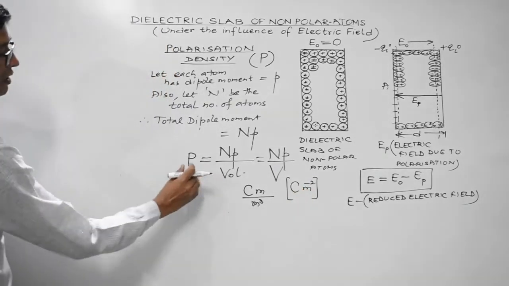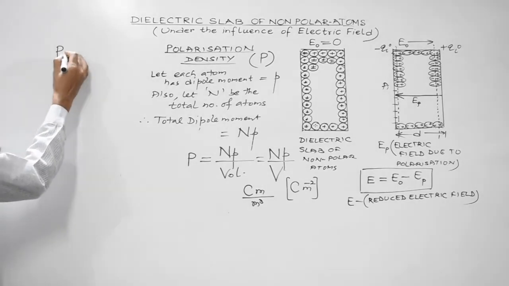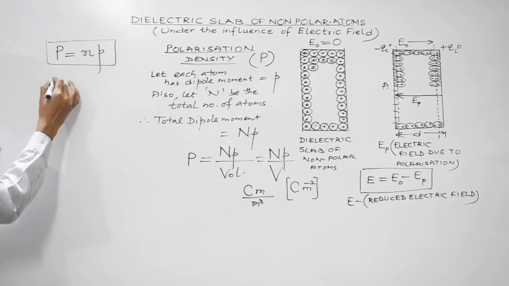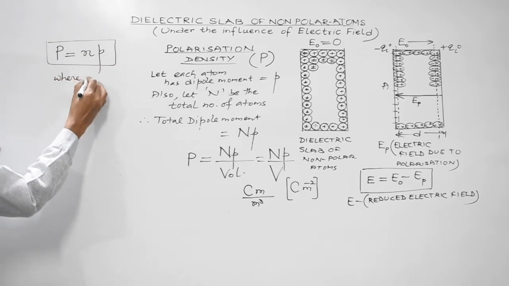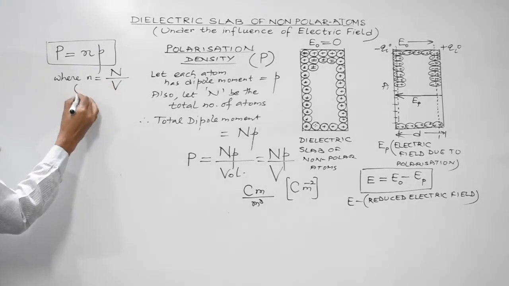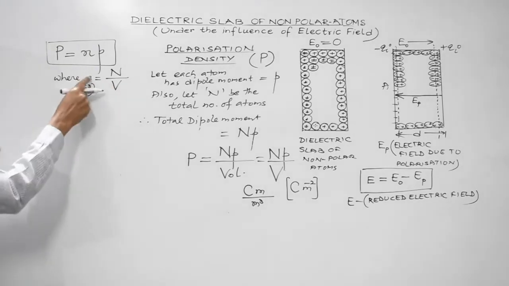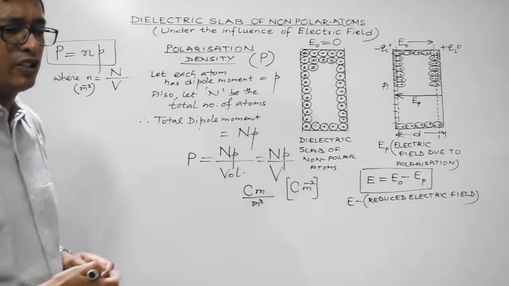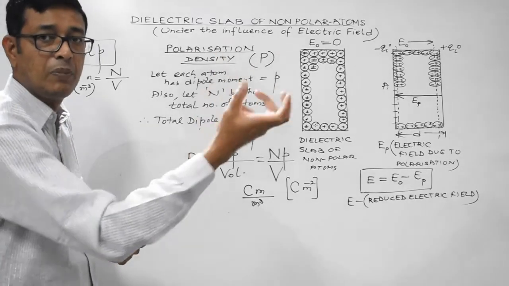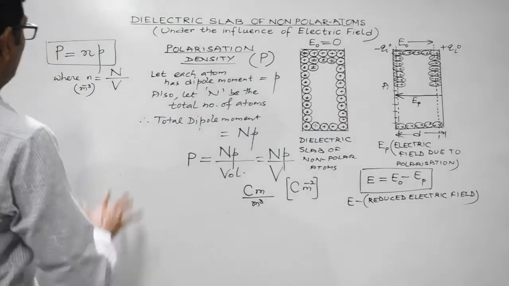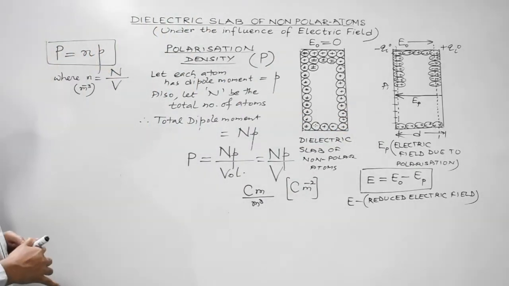It may also be written in this particular manner. It may be written as np, where n is the number of atoms per unit volume. The SI unit of n would be per meter cube. It is known as the number density of the atoms. Number density of atoms means the number of atoms present per unit volume of the slab under consideration, right? So this is another important thing.